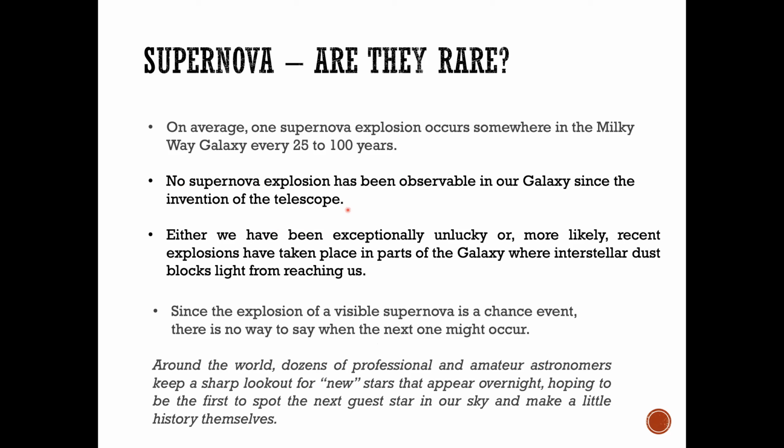Now, when you consider our own galaxy, we can only see the galaxy in some directions. So there are directions in which we cannot see anything, and that is due to this interstellar dust. It blocks the light from reaching us, right? Maybe there is a supernova that occurs in that region that we cannot see, right? So that could be one of the reasons.